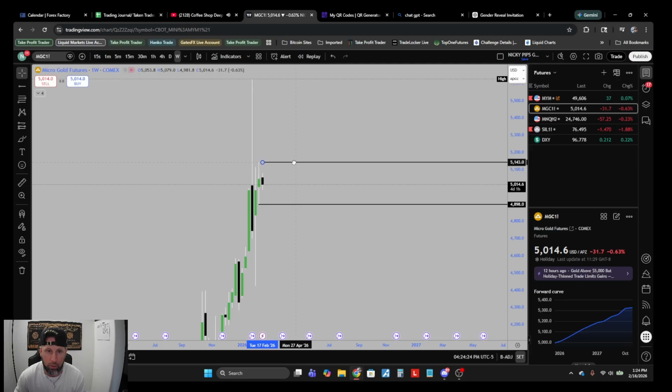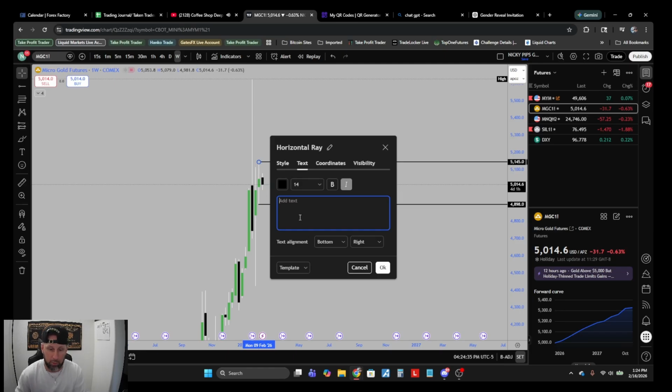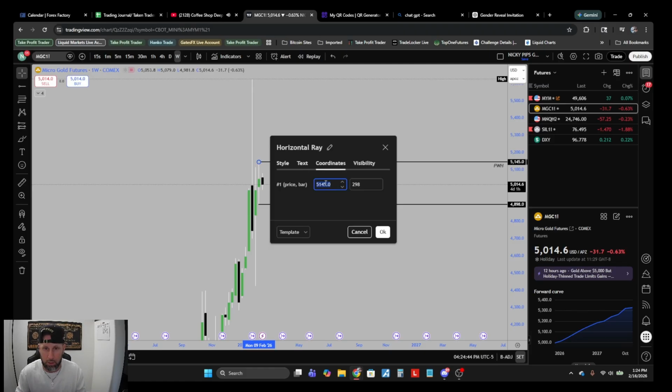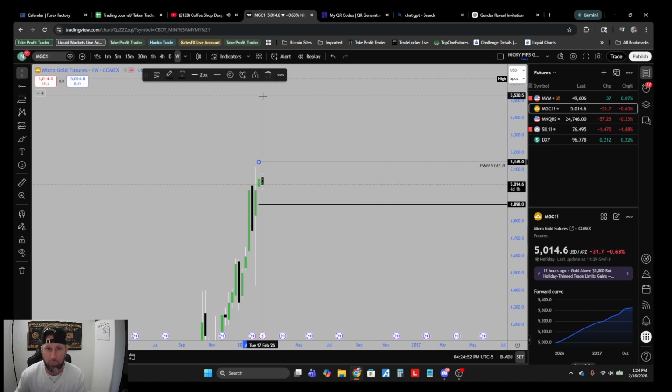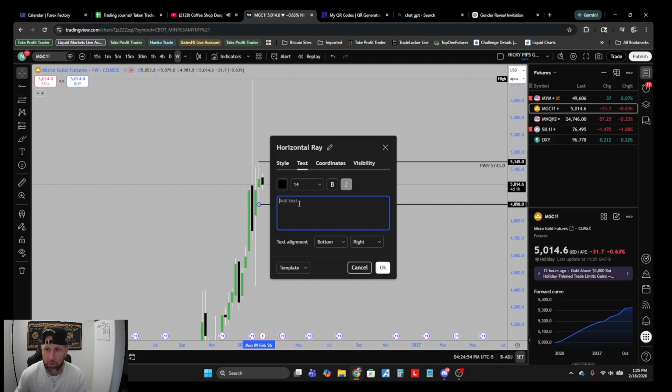And then I will typically mark it up by, so this is perfect. This is a psychological level. So 5145, that would be a perfect psychological level. So here I would literally just put previous weekly high, so copy this previous weekly high, and then put in the price of where that is. Same thing here, previous weekly low.